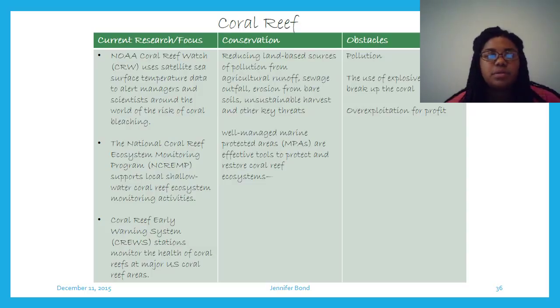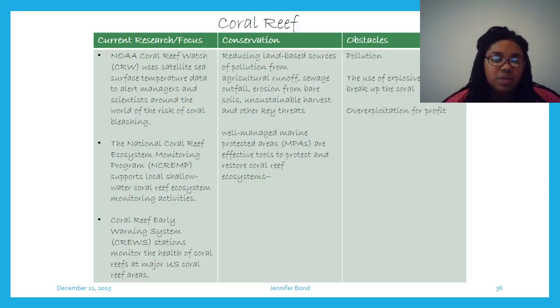Coral reefs. The NOAA Coral Reef Watch uses satellite sea surface temperature data to alert managers and scientists around the world of the risk of coral bleaching. The National Coral Reef Ecosystem Monitoring Program supports local shallow water coral reef ecosystem monitoring activities, and there's also been research performed by the Coral Reef Early Warning System.